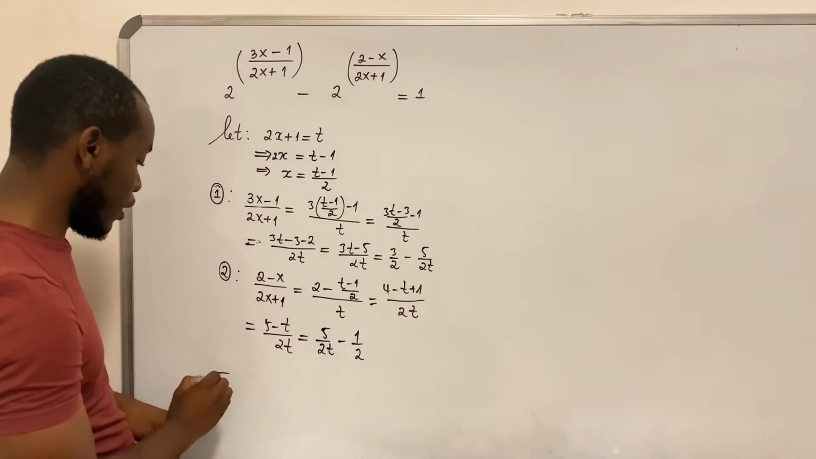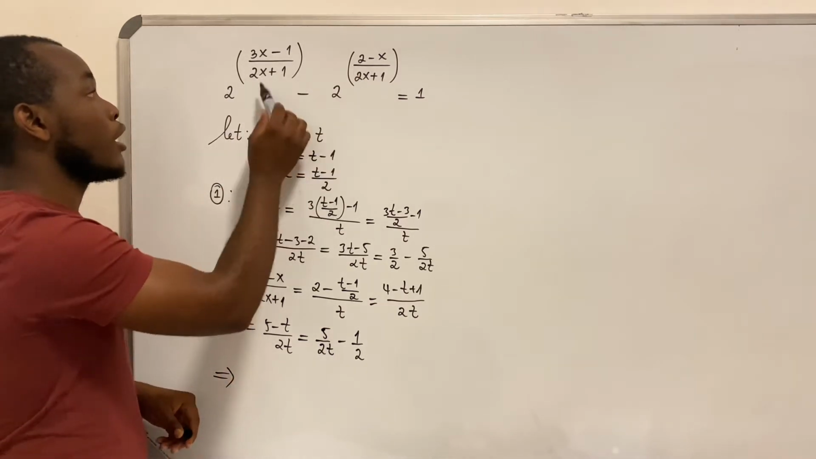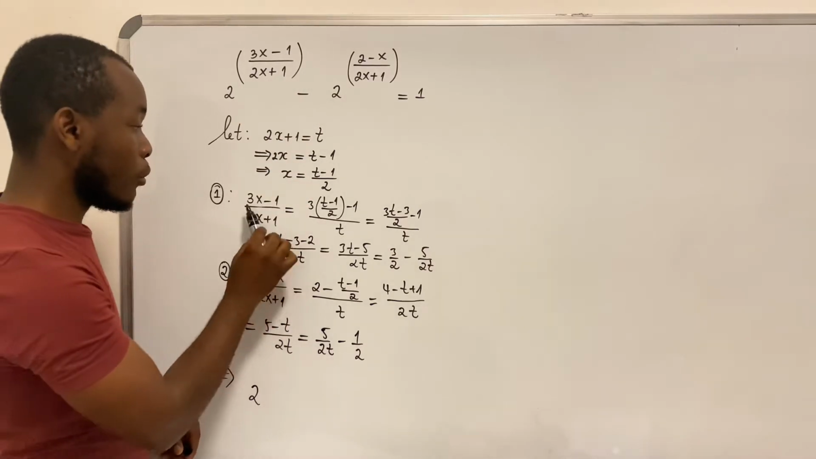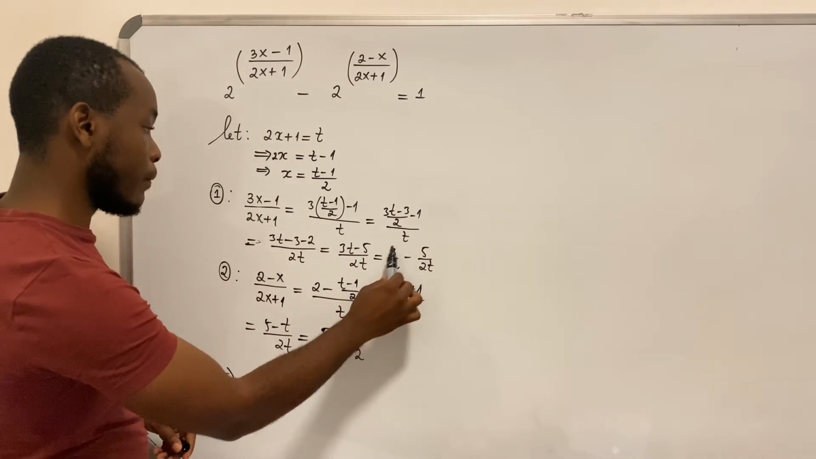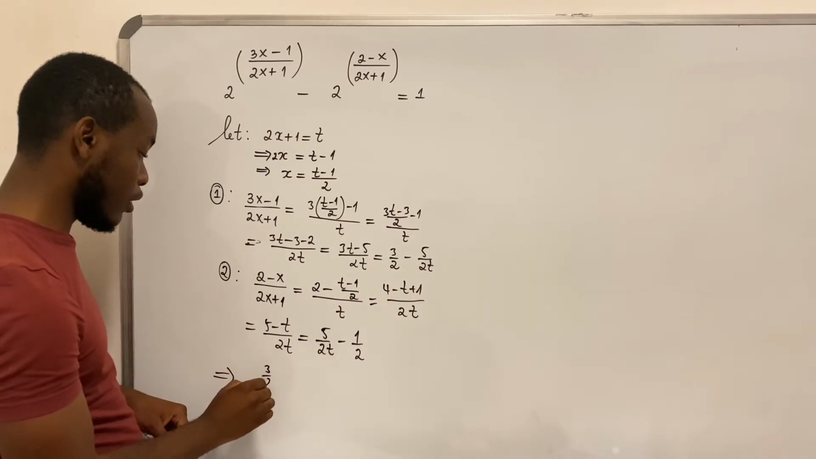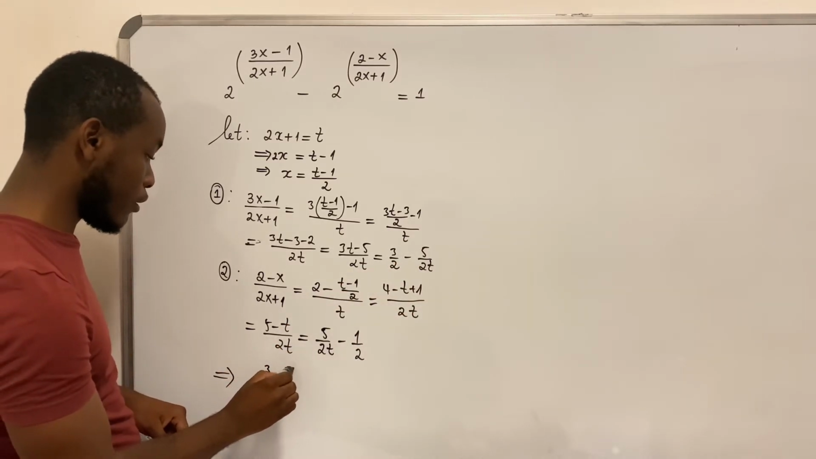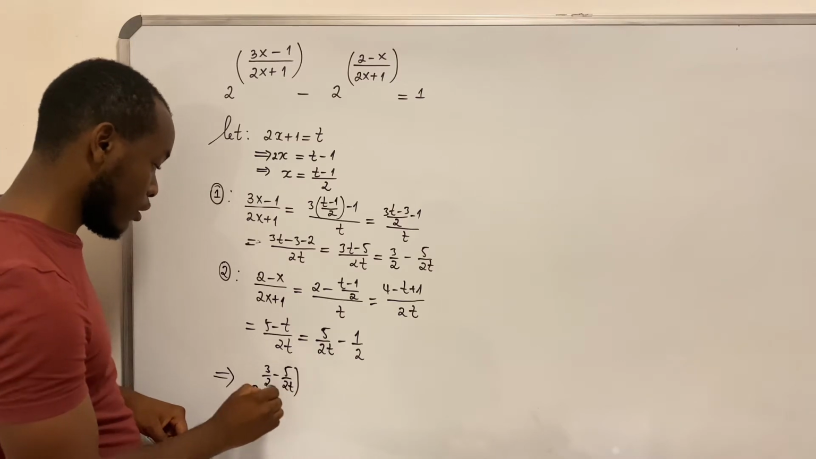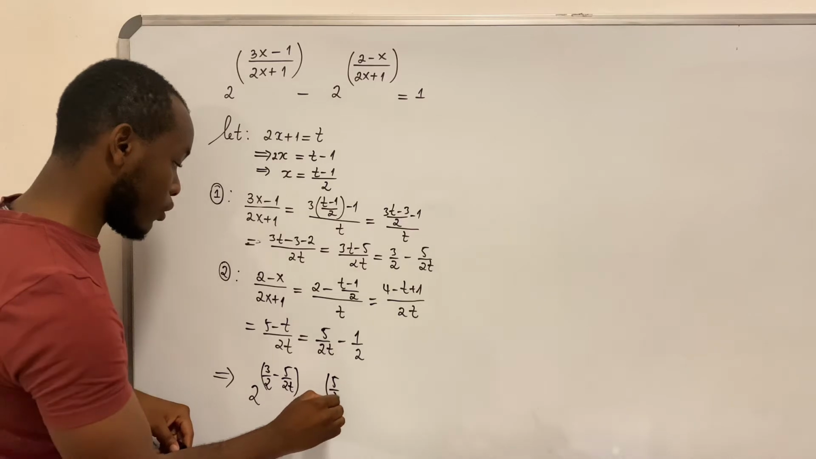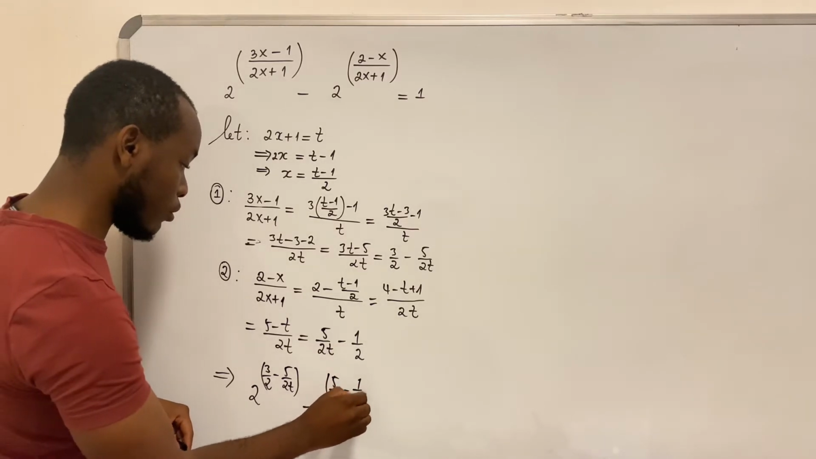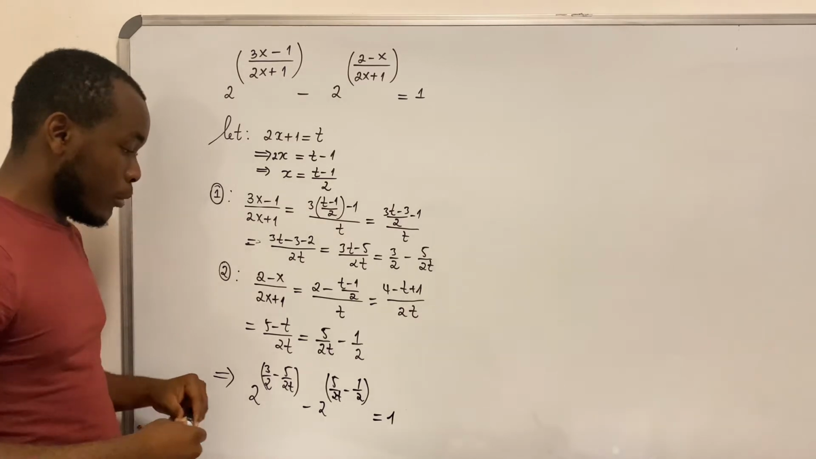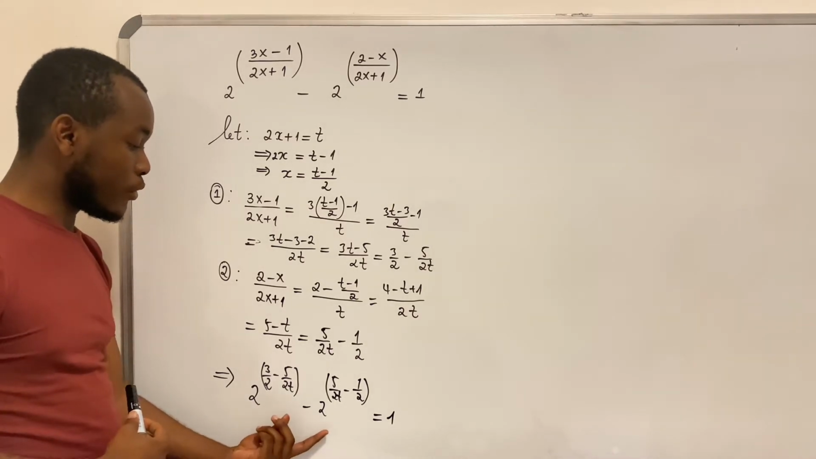So this implies that our equation can be transformed into 2 to the power of the expression we calculated, which is 3 over 2 minus 5 over 2t, minus 2 to the power of 5 over 2t minus 1 over 2, equal to 1. All right, we have now reduced our equation in terms of t.